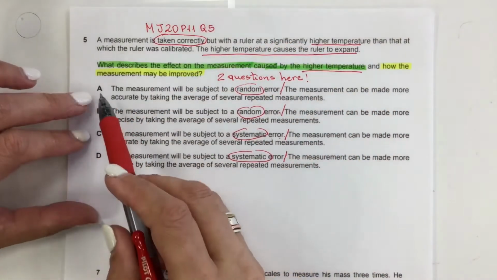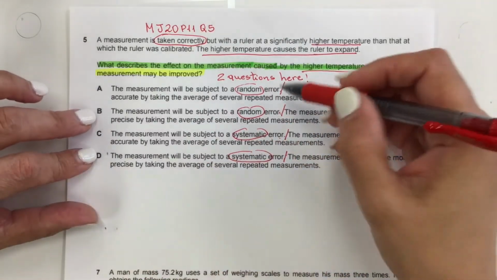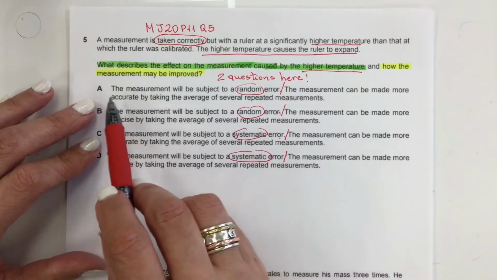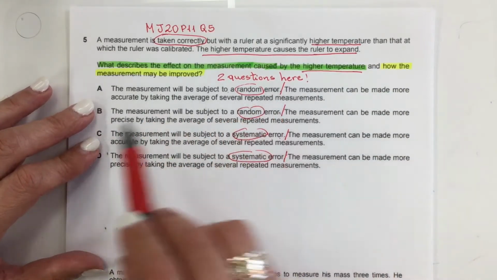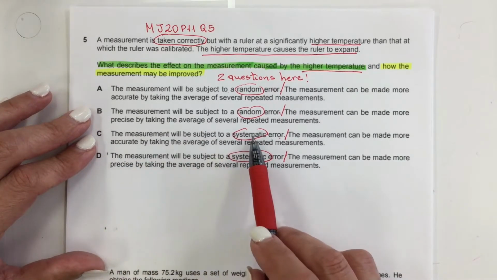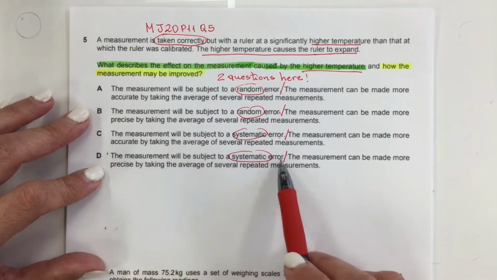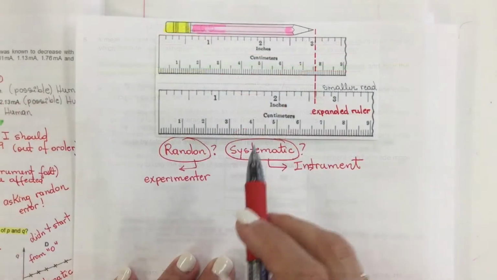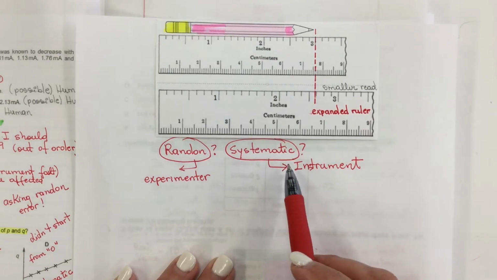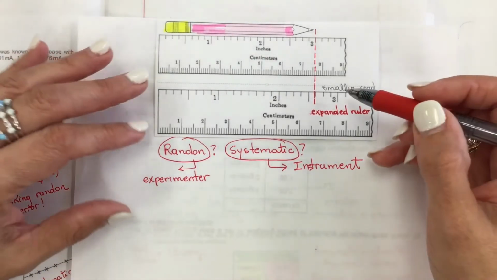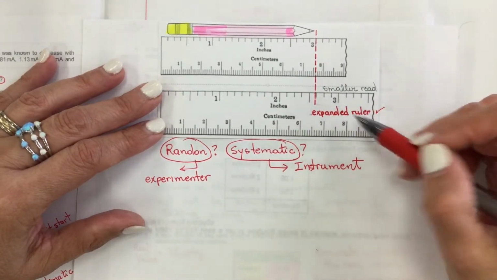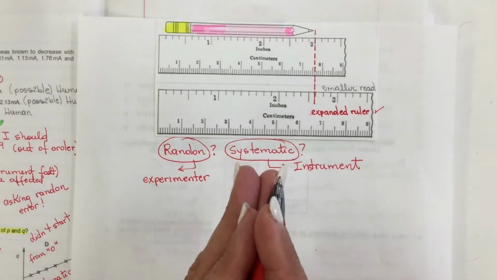Okay, so let me look at each option, A, B, C, D, the first part of the answer. There is a repetition here. A: the measurement will be subject to a random error. B is the same. And C is different: the measurement will be subject to a systematic error. And D is the same sentence. To answer the first part of this question: is it random or systematic error? Because this was caused by an instrument calibration, which is this one here, we say that it is systematic error.